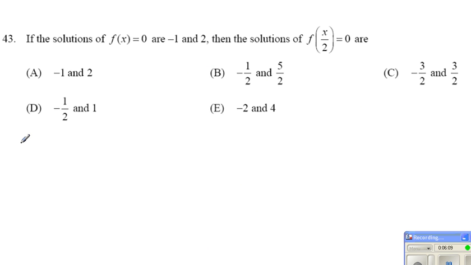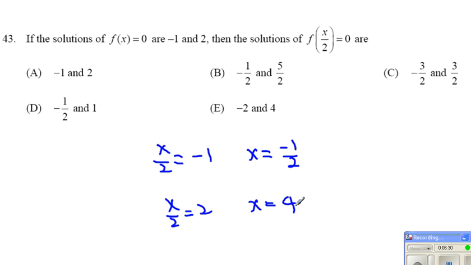Alright, the next question. The solution of this one was equal to negative 1 and 2. In other words, when you plug in negative 1, that was equal to 0. Now, that means x over 2 must be equal to negative 1, and x over 2 must be equal to 2. And here we get x equals negative 2, and then 4. I mean, here, I'm sorry, this is equal to negative 2, which will be choice E.